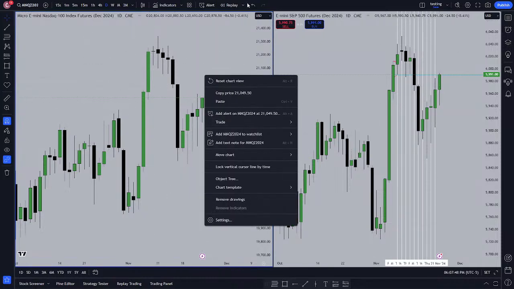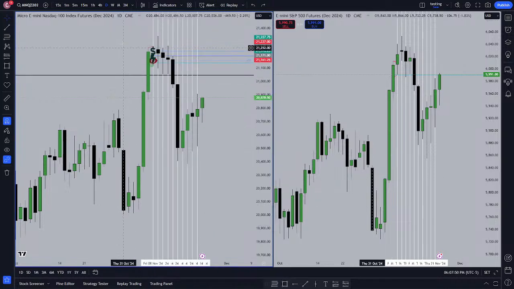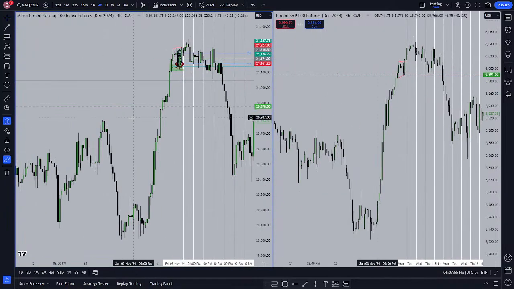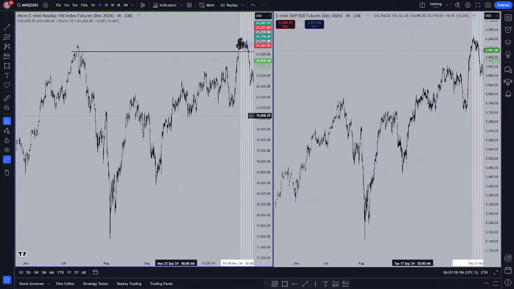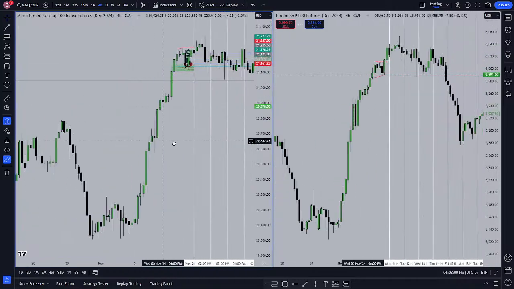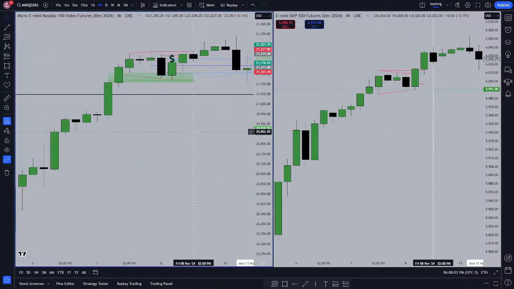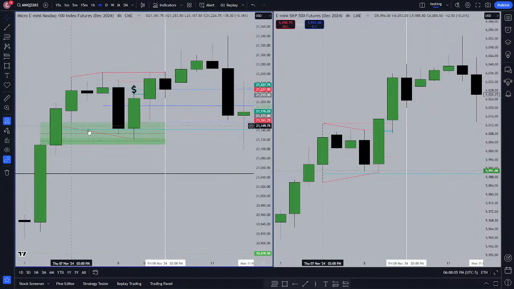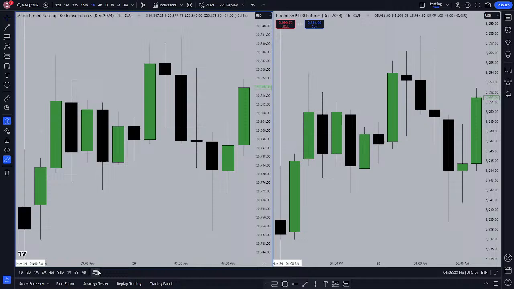So far this is what I have. Daily, 4 hour, we have the weekly gap right there. Okay, then on the 4 hour, we have 4 hour SMT again, so 2 SMTs, this 4 hour gap, and that's pretty much it on the 4 hour, and this wick right here.